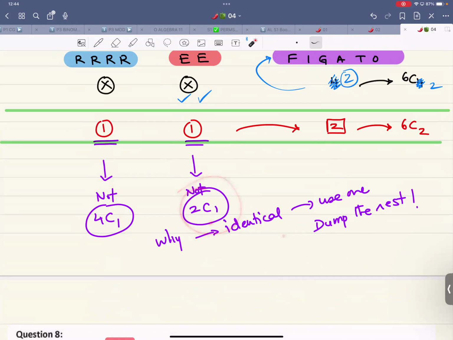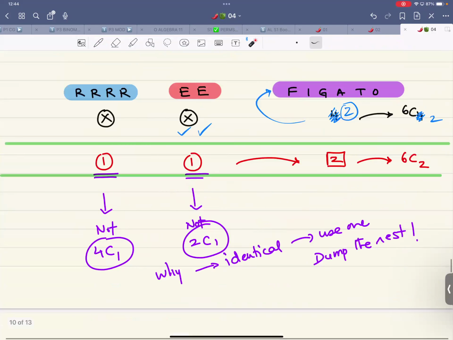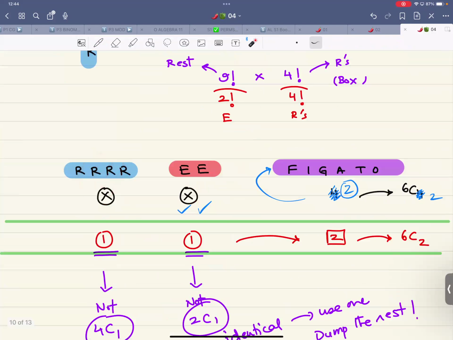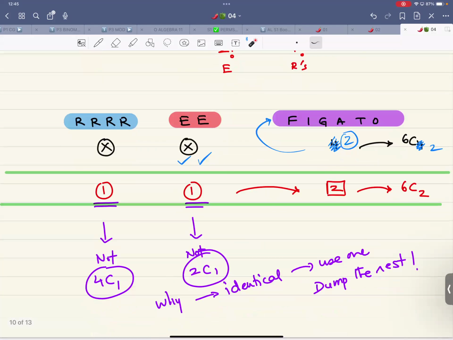Why can't we just use one of the identical letters and dump the rest? The reasoning is, it's like photocopy paper. The same identical 4 R's are there. If you select one of them, they all are identical R's, so you throw away the rest. If you select both of them, you just select them and subtract, but you don't use the nCr button for identical objects. That's another thing that you learn.